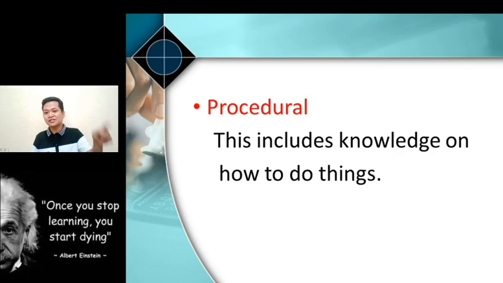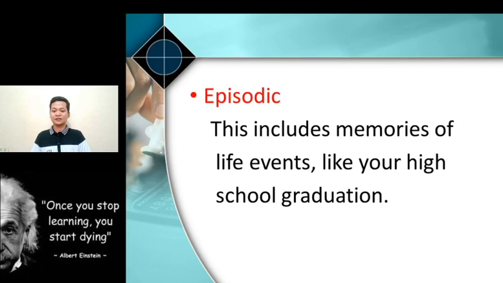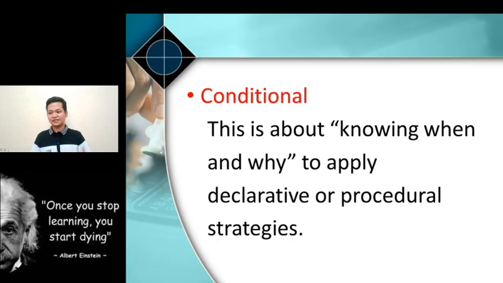All right. Next is episodic. This includes memories of life events. So probably your memories during your high school graduation, your high school ball, your first job, right? So these are episodic knowledge. Conditional. So this is actually about the strategy of knowing when and how and what and why you're going to apply declarative or procedural strategies, okay?